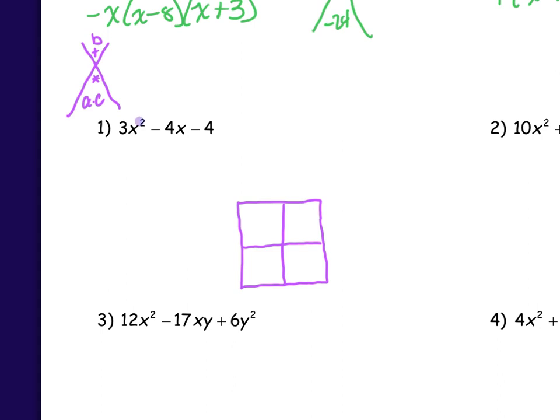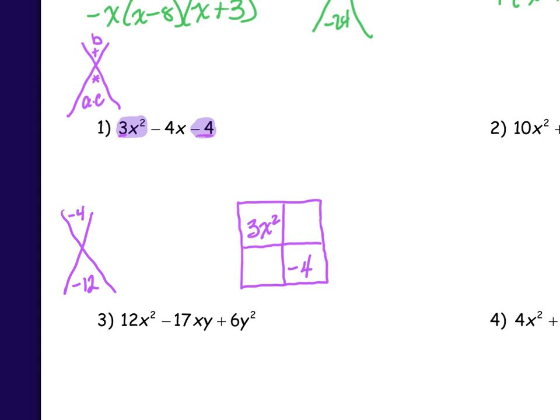So the first term, as long as it's in standard form, goes in the upper left box. So that's 3x squared. And my last term goes in the lower right, so that's negative 4. Now I'm going to do my cross. I need two numbers that add to be negative 4, and this time they multiply to be negative 12, a times c.